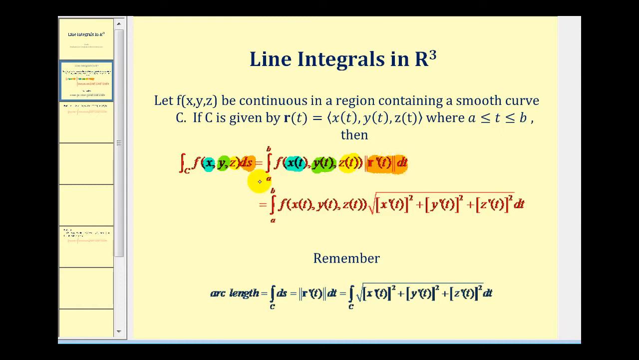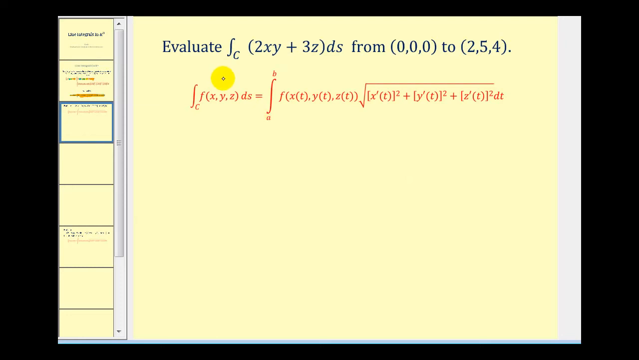And as we mentioned in the last video, replacing differential s with the magnitude of r prime of t dt should be somewhat familiar to us because we did do this when we were determining arc length of a space curve earlier in the semester. Let's take a look at our first example.